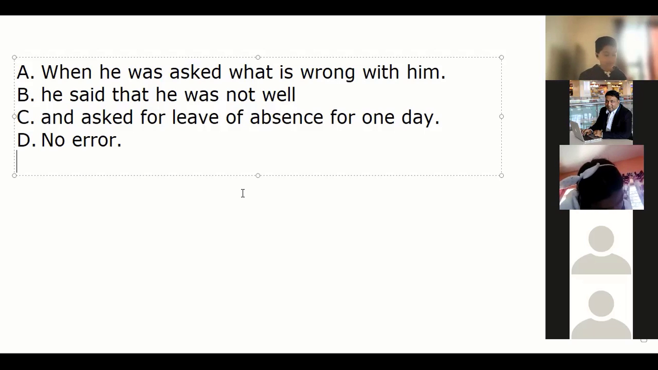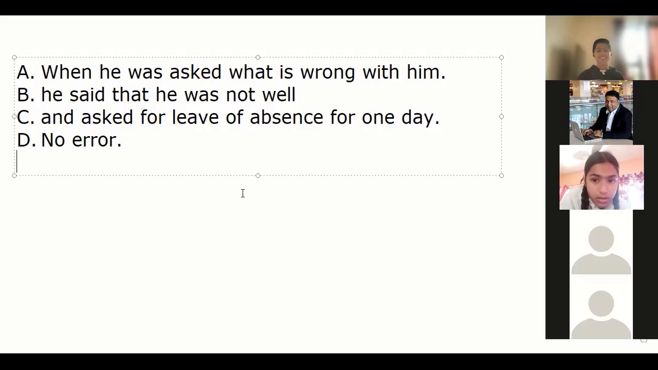Achintya, what do you think? You can unmute, Achintya. Sir, I think it's C. I don't know why. You don't know why. Okay, think more. Shania? Shaurya? Sir, I'm still thinking on it. Okay. Sunitaji, any views?